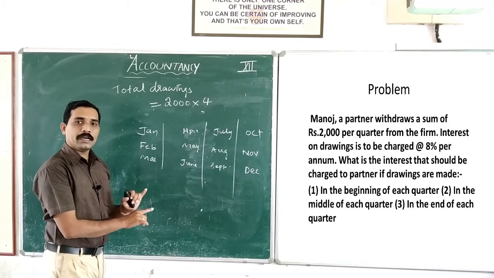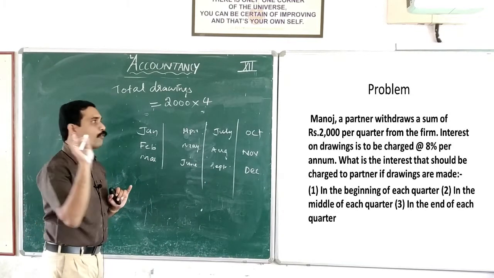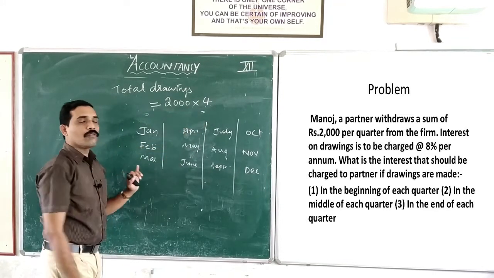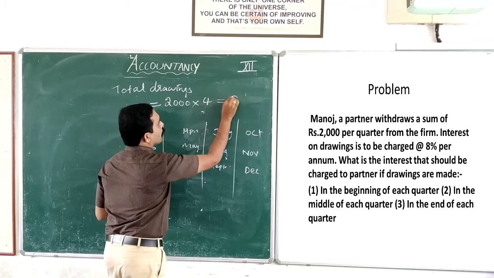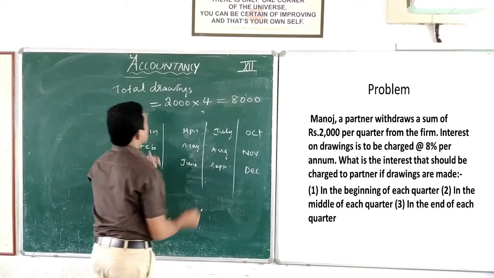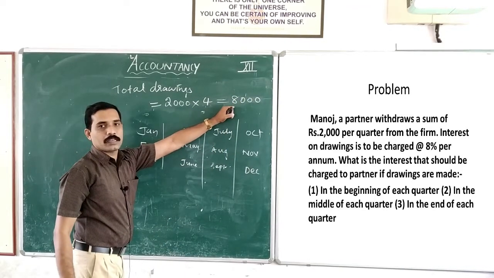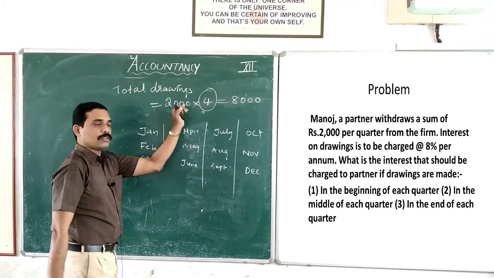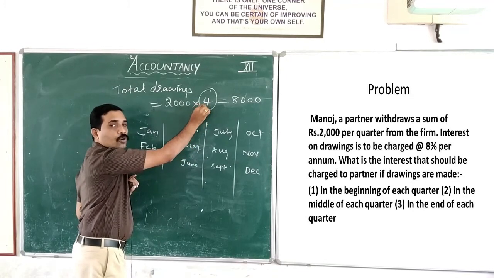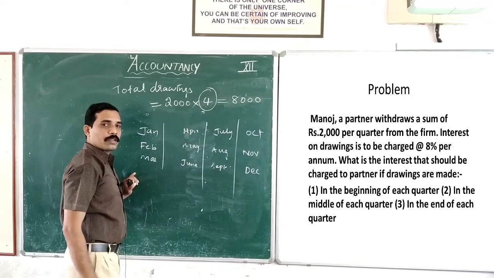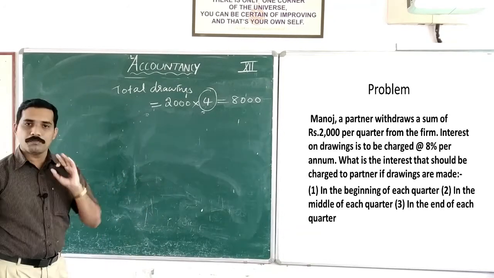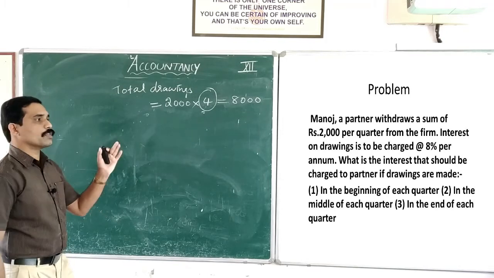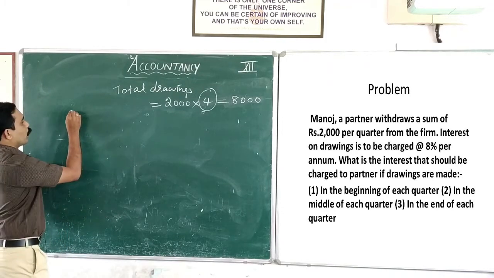So in a year, how many quarters are there? That is 4. That is why 2000 into 4, that is 8000. I hope all are clear. Why this 4? In a year 4 quarters are there. Okay, so we want to calculate interest on drawings when a fixed amount is withdrawn on the first day of every quarter.